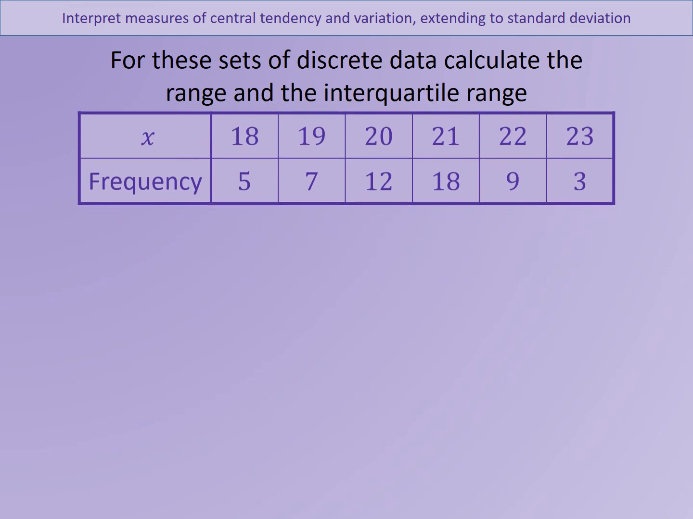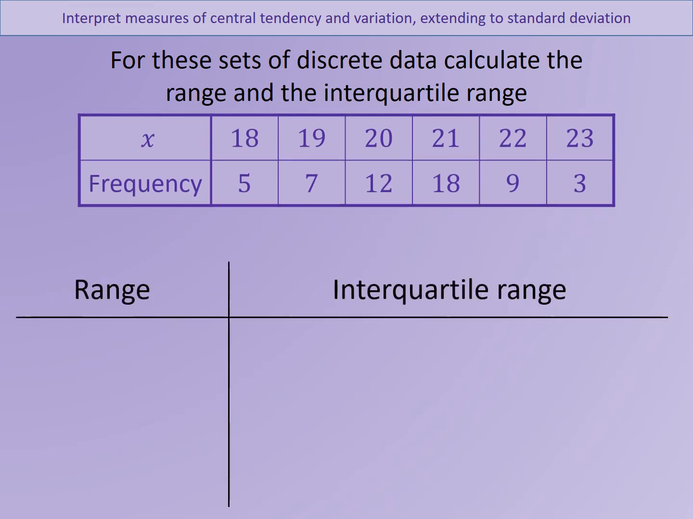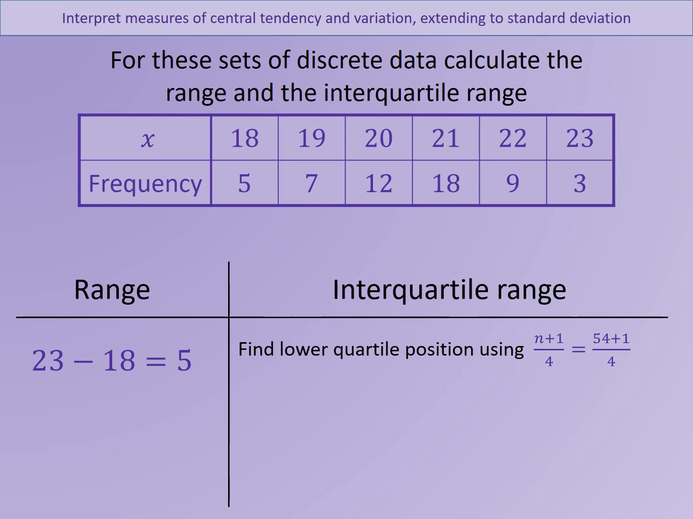So for a table of data, to work out the range, we do exactly the same thing. We're looking at the x values being the data points. So we've got 23 subtract 18, that's 5. For the interquartile range, we need to find the lower quartile position, which is (n plus 1) divided by 4. There are 54 pieces of data, so 55 divided by 4 tells us we are looking for the 13.75th piece of data. We do something very similar to what we did with the median.